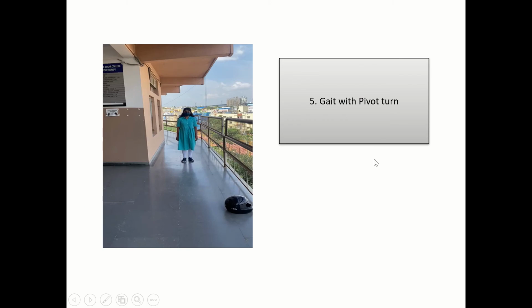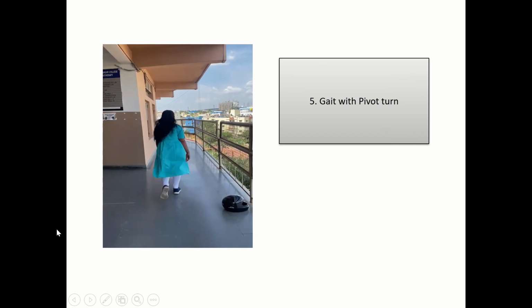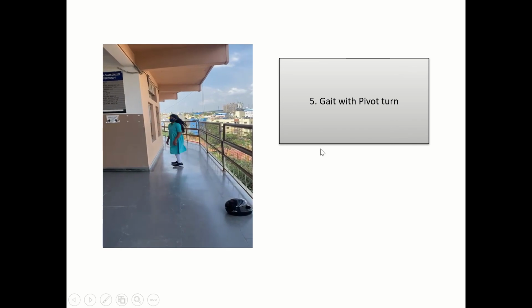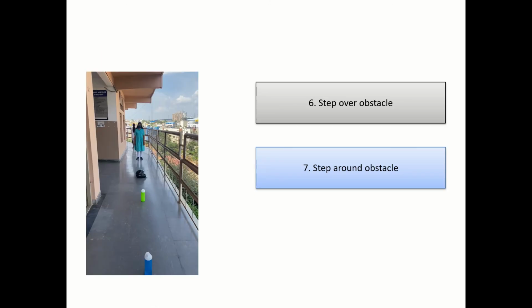Coming down to the fifth point, gait with pivot turn. Ask the patient to walk forward, suddenly turn and walk in the opposite direction. This is how it will look. The systems needed are all three, proprioceptive, auditory and visual, because she is suddenly turning her body. Coming to the sixth point.